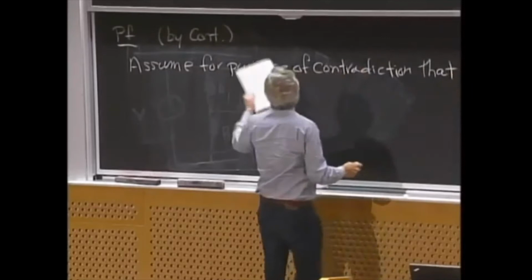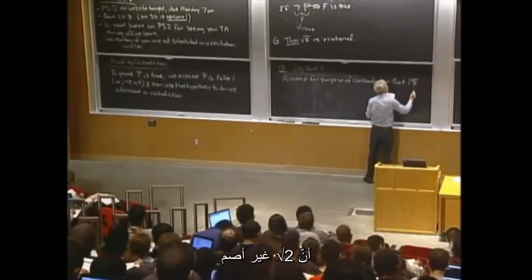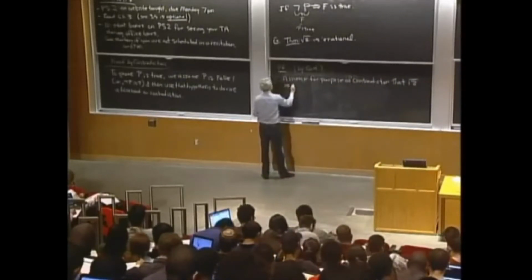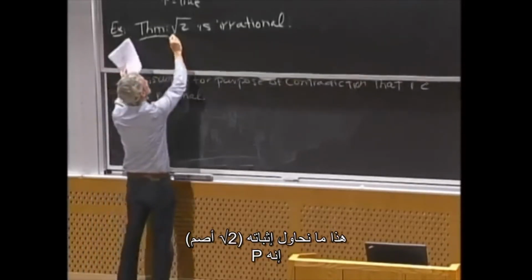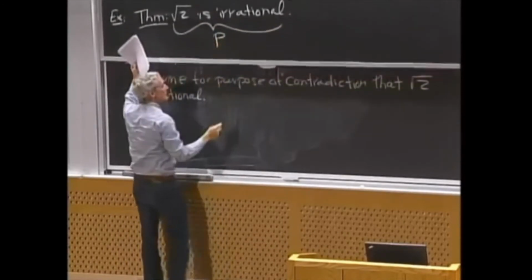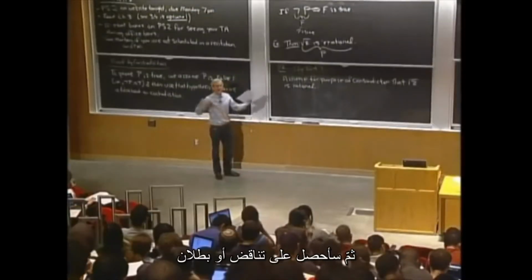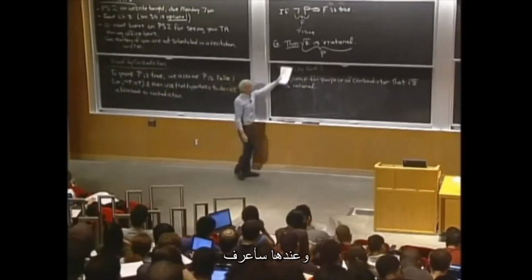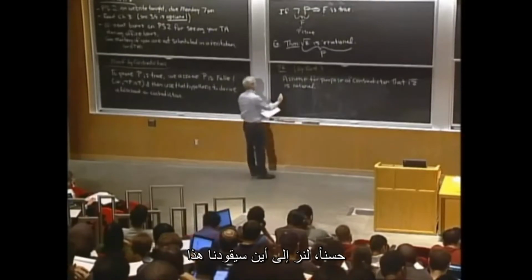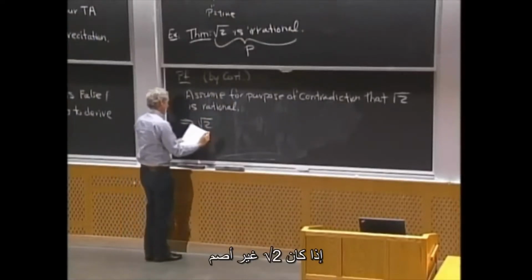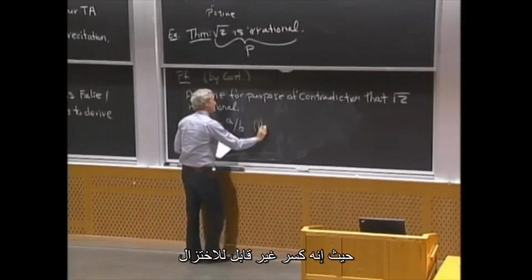that P is false, namely not P is true. In this case, that would be square root of 2 is rational. So in this case, here's what we're trying to prove. That's P. I'm going to assume not P, namely that square root of 2 is a rational number. Then I'm going to get a contradiction or a falsehood, and then I'm going to know that P was true after all. All right, so let's see where this leads us. Well, if square root of 2 is rational, then we can express it as a over b, where a over b is a fraction in lowest terms.